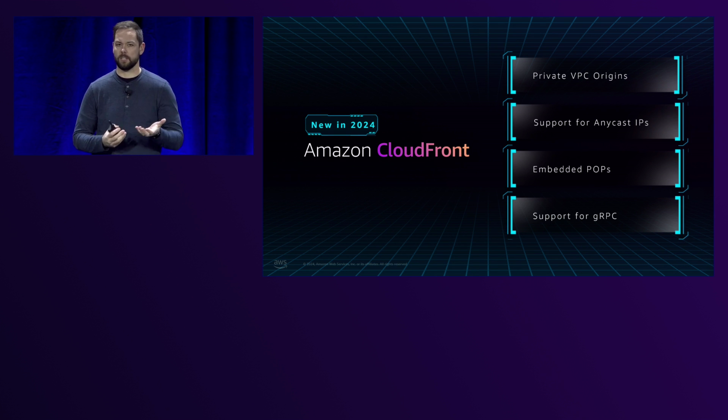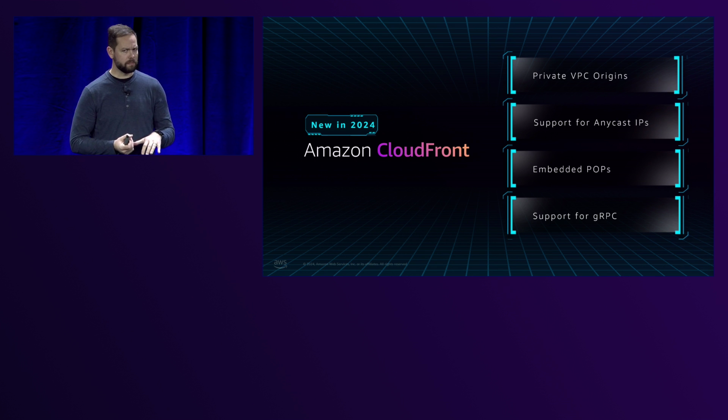Now, if you're using S3 or something similar, you can lock down that endpoint. But now, with private origins, you can actually have an endpoint inside a VPC that's not publicly reachable and have CloudFront reach out to that. Coupled with, we now support Anycast IPs for CloudFront. So similar to Global Accelerator, where you'd get an Anycast static IP, with CloudFront you can do that as well.